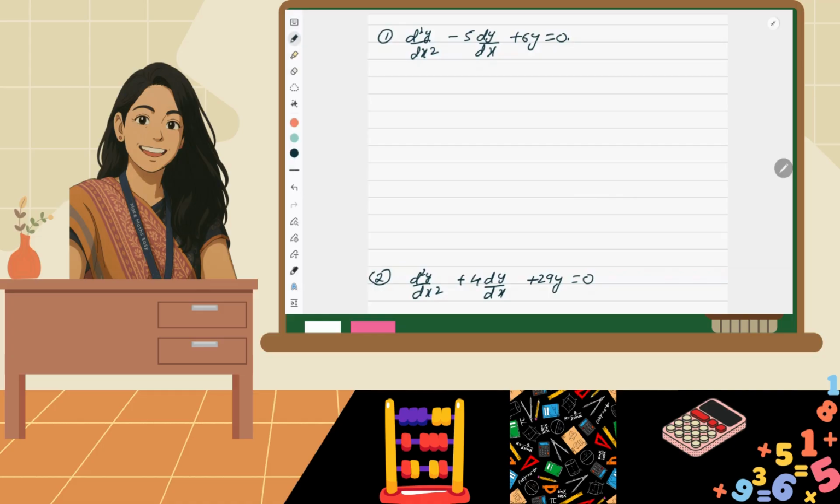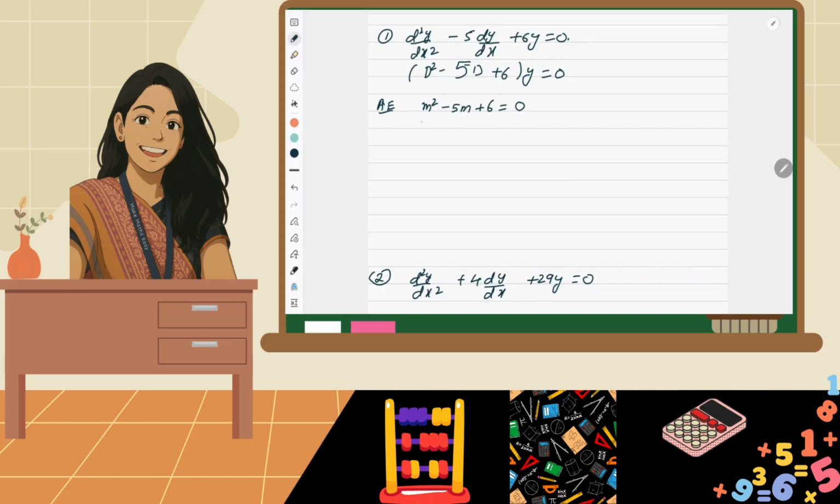The very first step I told you is to write it in operator form. Since it is d2 upon dx square, it will become D square minus 5D plus 6 y is equal to 0. Correct? Now the next step is to write down the auxiliary equation. The auxiliary equation is m square minus 5m plus 6 is equal to 0. Correct?